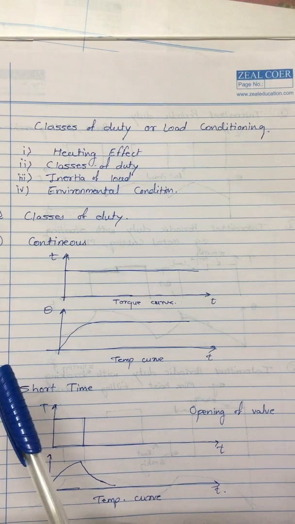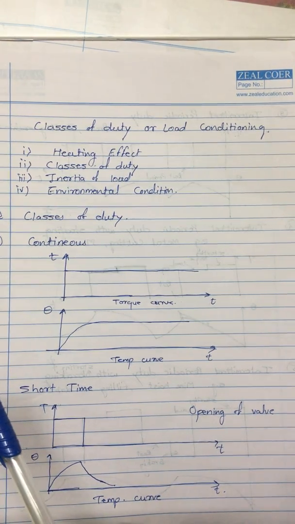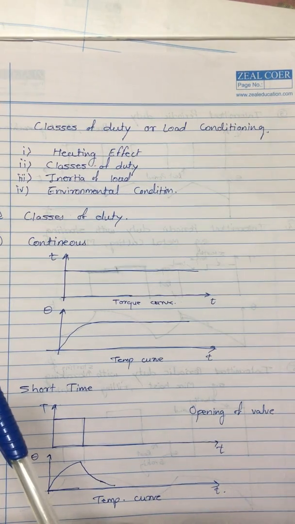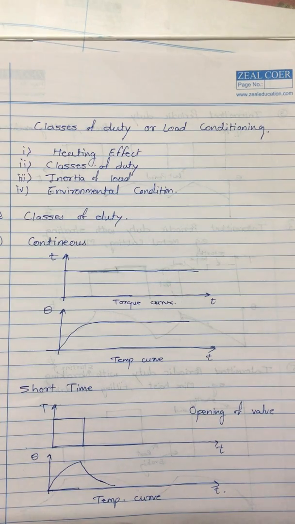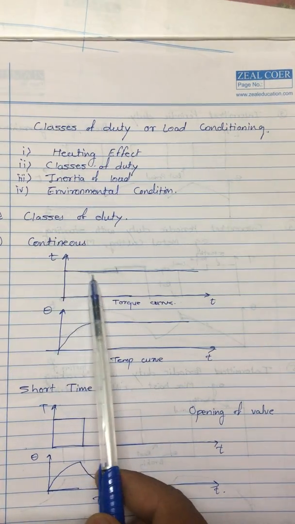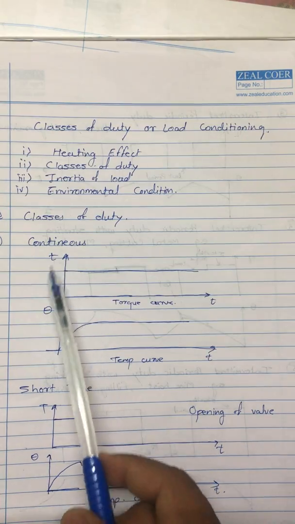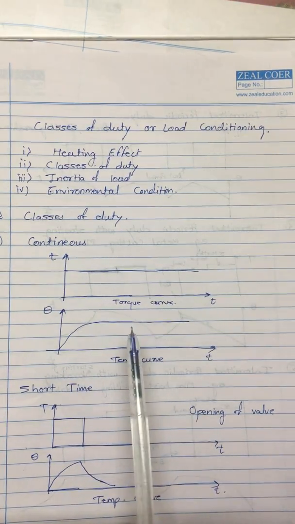There are 8 types of classes which depend on loading period, unload period, and rest time, and according to the class, the duty is defined. The first class is continuous duty. In case of continuous duty, the motor remains on all the time. This characteristic shows the torque versus time characteristics.